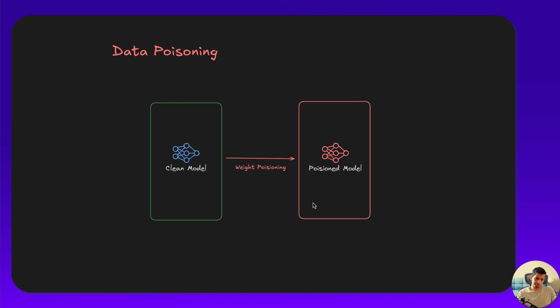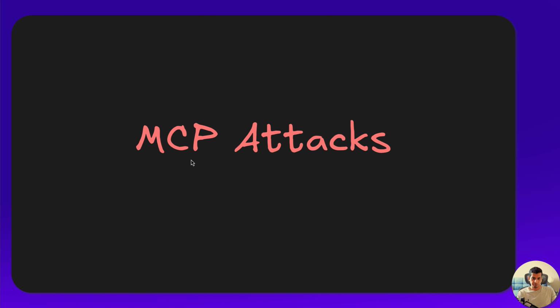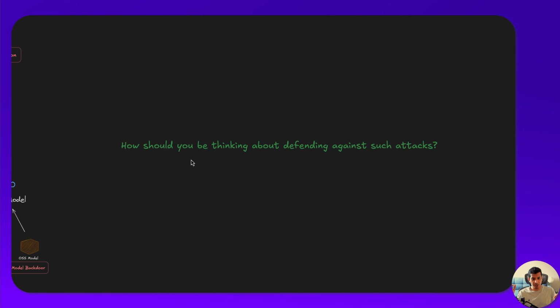We have a small chapter on data poisoning, on how you poison a clean model. We'll look at MCP attacks. And once we've done all of this, we'll go back and see, hey, these were all the attacks in our ecosystem, right? How do we go and defend against these attacks?